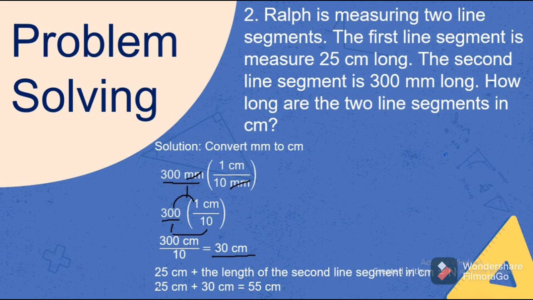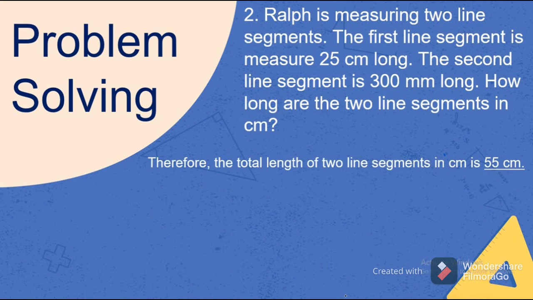Next is to use the equation. 25 centimeters plus the length of the second line segment in centimeters is equal to n. Since we already converted millimeters to centimeters, we just need to substitute the value for the second line segment in centimeters. So we have 25 centimeters plus 30 centimeters is equal to 55 centimeters. Therefore, the total length of the 2 line segments in centimeters is equal to 55 centimeters.